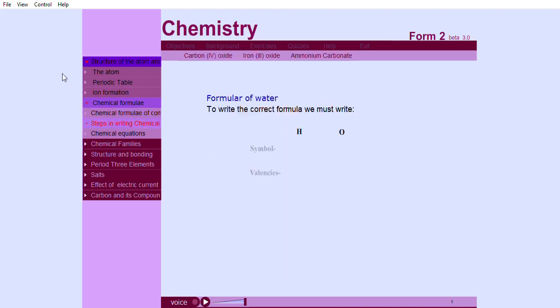Formula of water. To write the correct formula, we must write: Step 1. Write the symbols of the elements. Step 2. Write the valencies of the elements above and to the right side of each. Step 3. Exchange the valencies by writing them below the symbols. Step 4. Write the symbols close together.